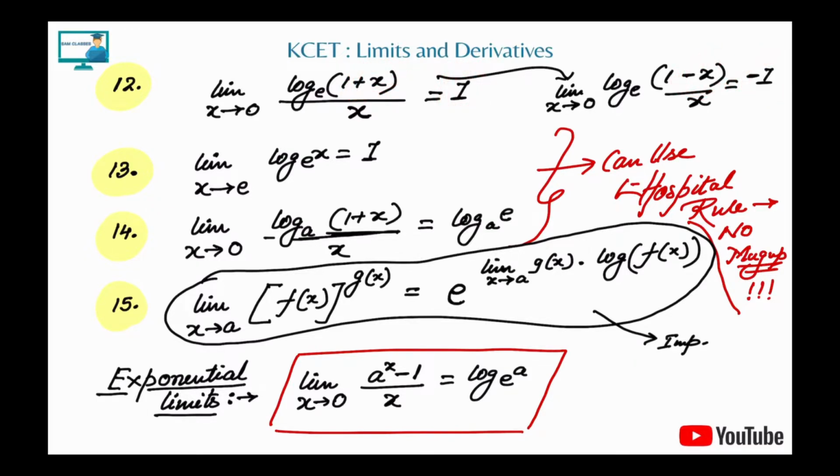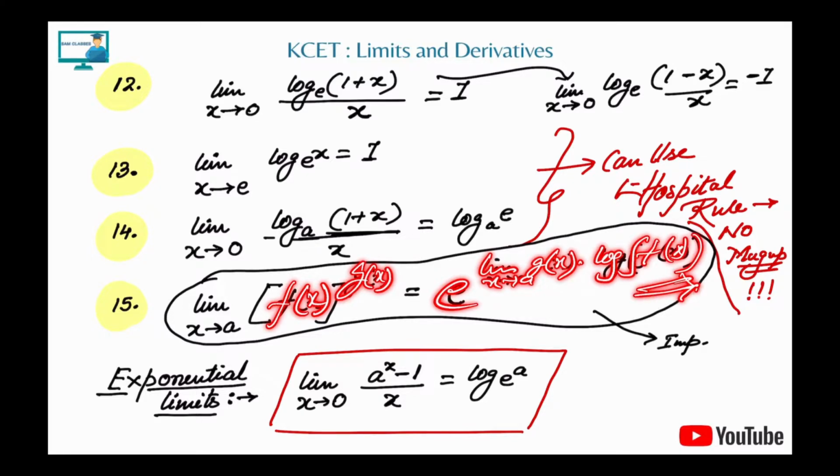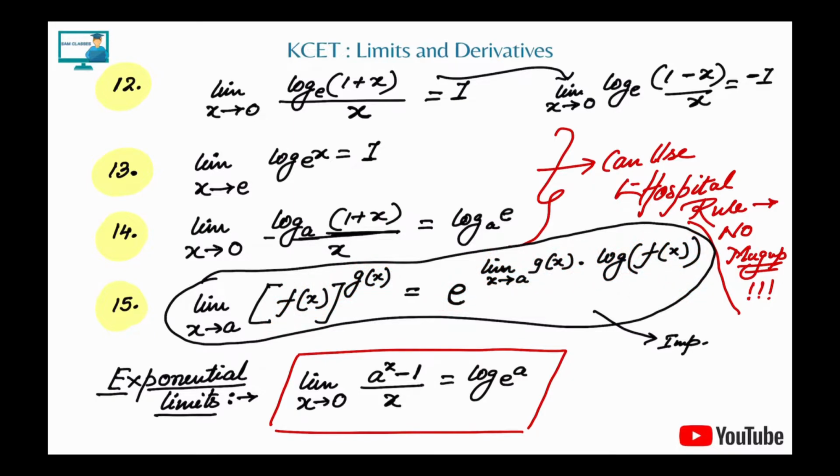Now this part is important for KCET, but very rare questions have come, one question max, but still it's important. Do write it down, and do mark the formula whenever you have it in the form of f(x) power g(x). So it will be e to the limit x tends to a, just like an integrating factor, g(x) times log of f(x). The proof I'm not showing you, no need.